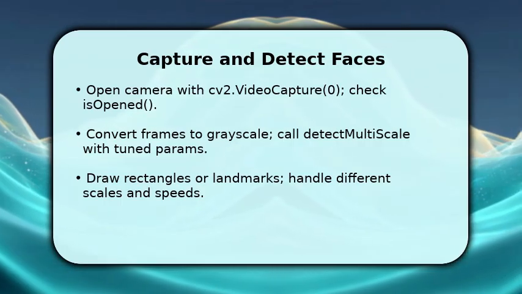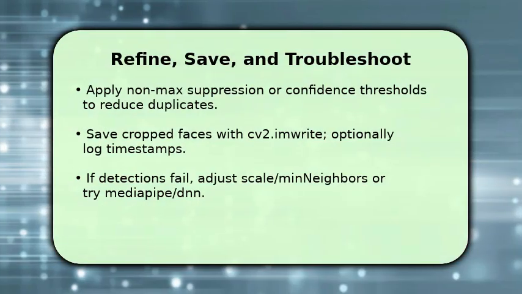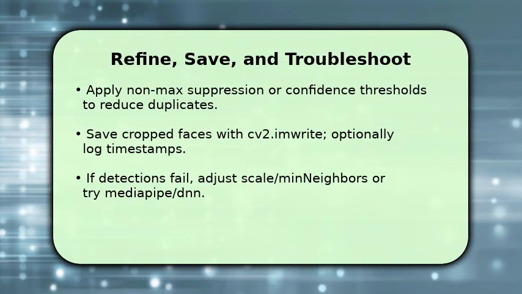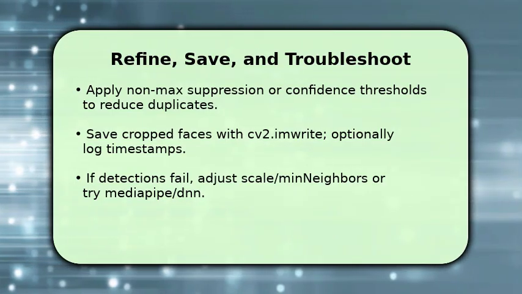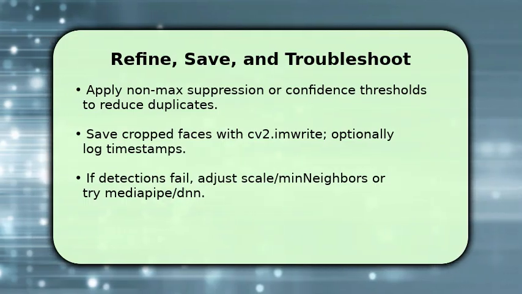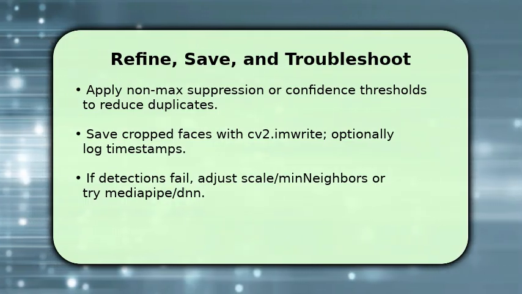You finish by refining outputs and adding persistence. Apply non-max suppression or filter by confidence to remove duplicate boxes, then crop detected faces and save them with cv2.imwrite, optionally tagging by timestamp.